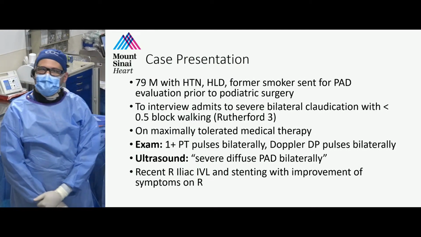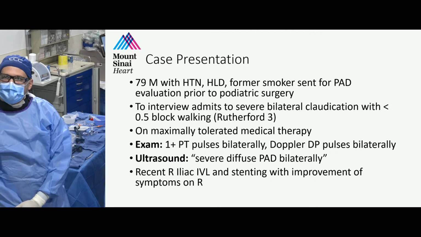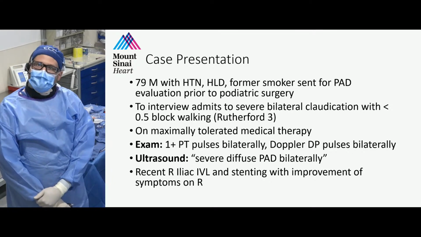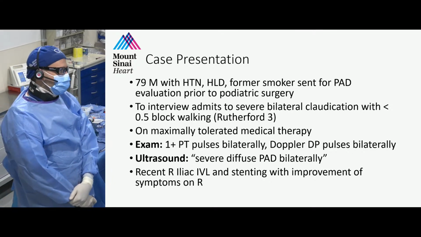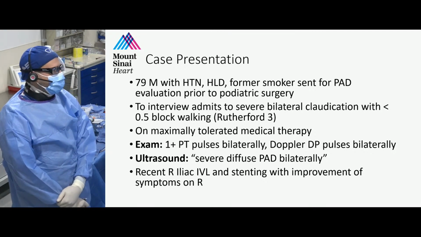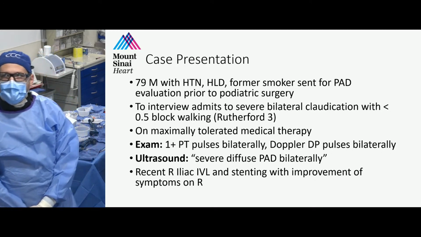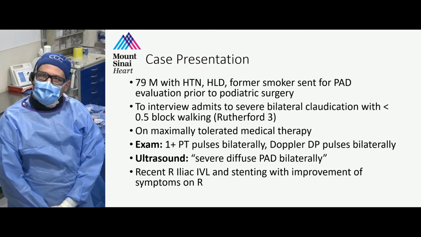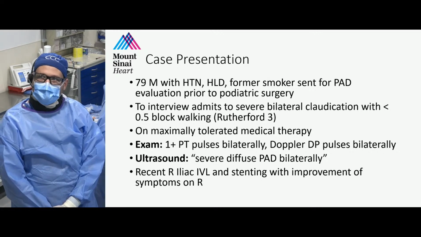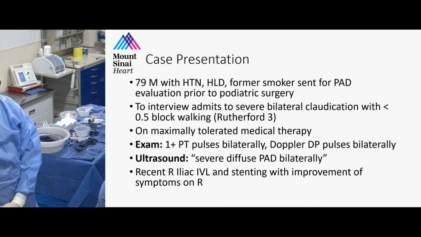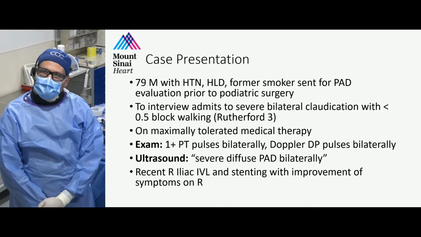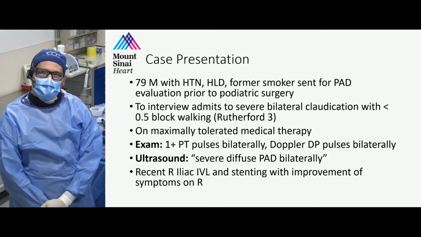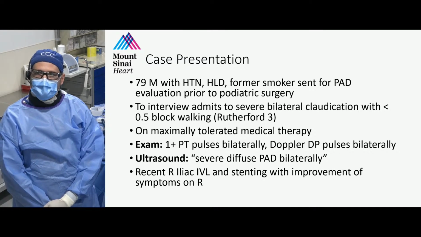Thank you, Dr. Krishnan. Thank you, everybody, for watching. So we have a 79-year-old gentleman with hypertension and hyperlipidemia. He's a former smoker, and he was initially sent to us in the clinic for evaluation for PAD prior to podiatric surgery. It was a good referral, because when you really talk to him, he says that for a long time he's been having severe bilateral claudication with less than a half block of walking, making him Rutherford stage 3. He's on maximally tolerated medical therapy and tried exercise therapy with little success. On exam, he has 1+ PT pulses bilaterally and only Doppler at the DP bilaterally. An outside ultrasound noted severe diffuse PAD bilaterally.